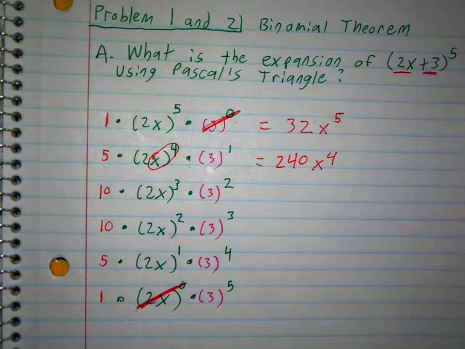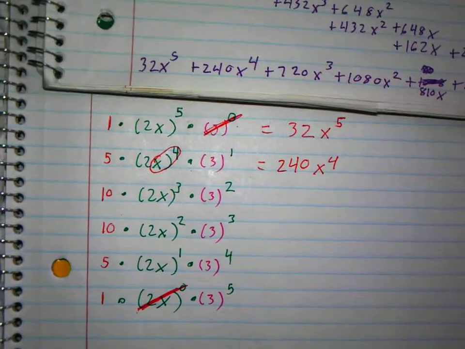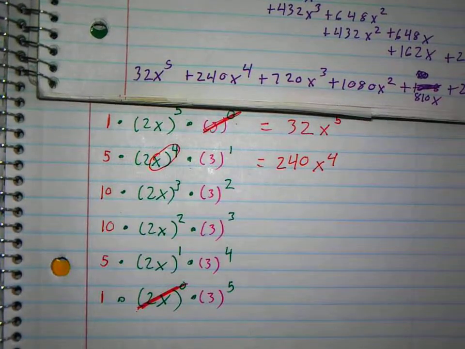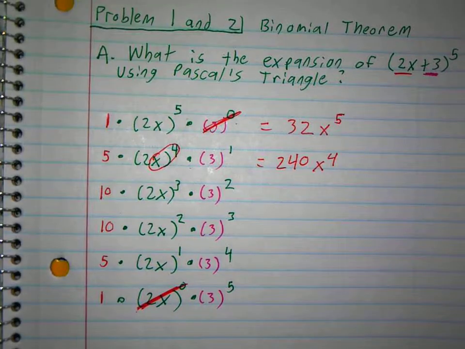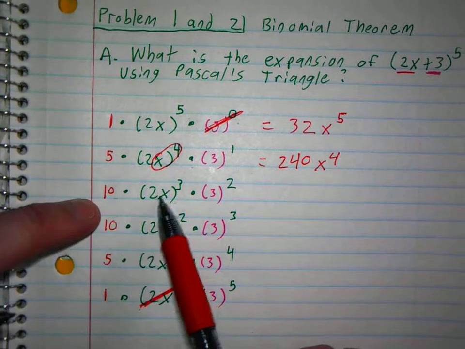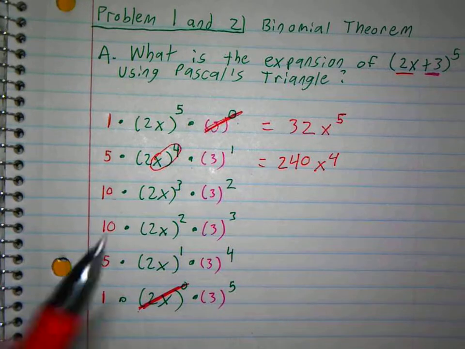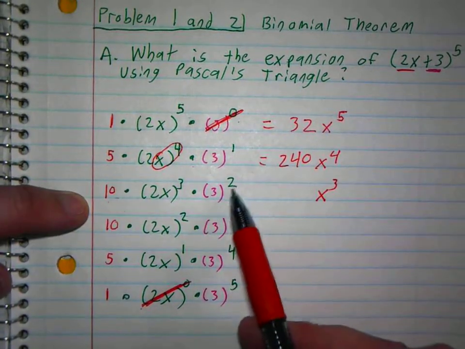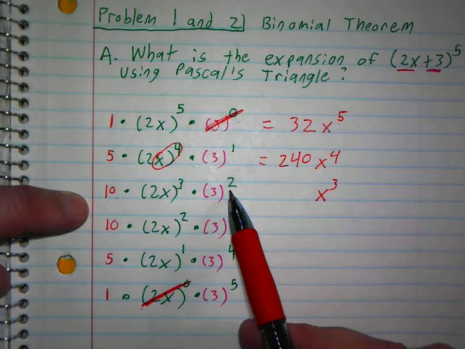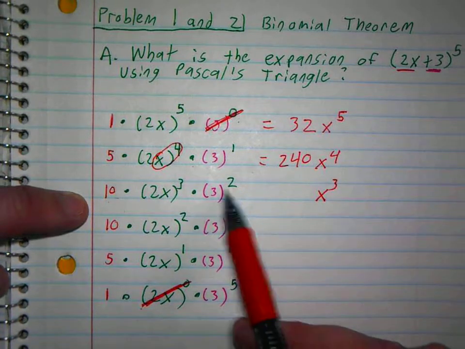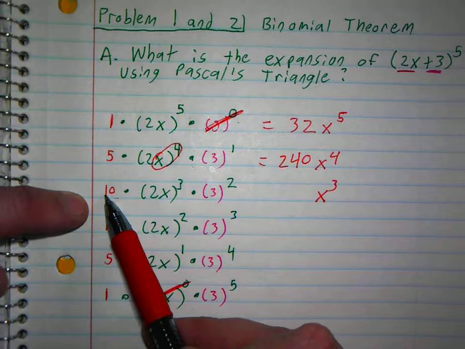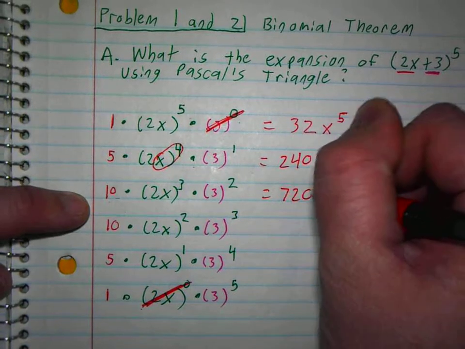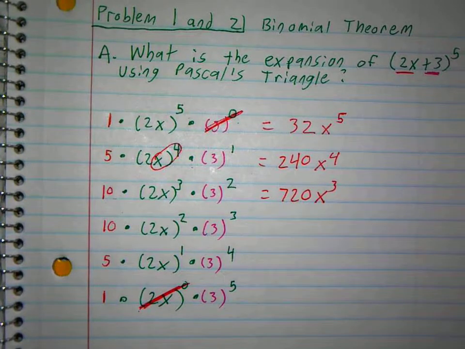Notice what we've gotten back so far is 32x to the 5th and 240x to the 4th. Okay? Next, 10. Well, I'm going to go ahead and copy down x to the 3rd over here. 2 to the 3rd, 8 times 9 is what? 8 times 9 is 72. And then times 10 would be 720. So it's 720x to the 3rd. And I can't always do these in my head, but that was an easy one.